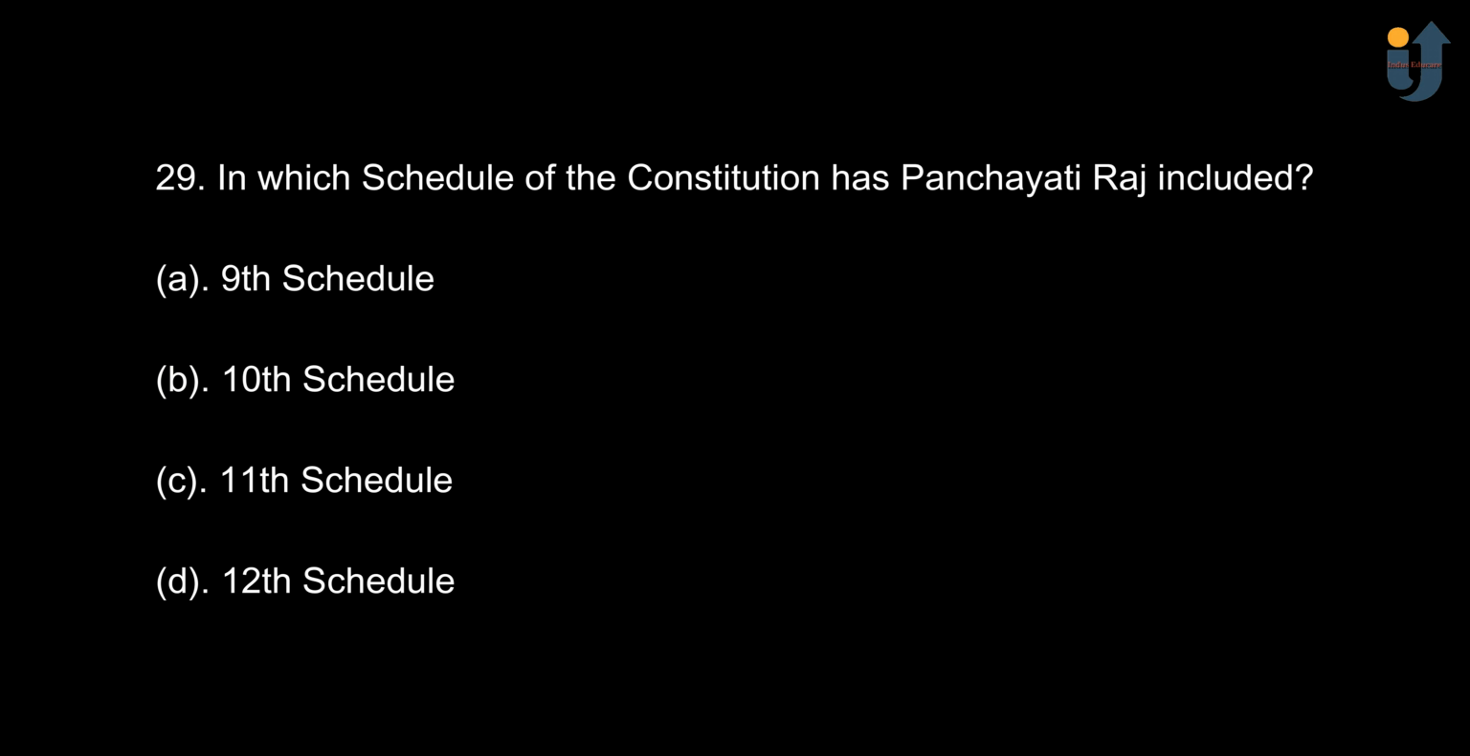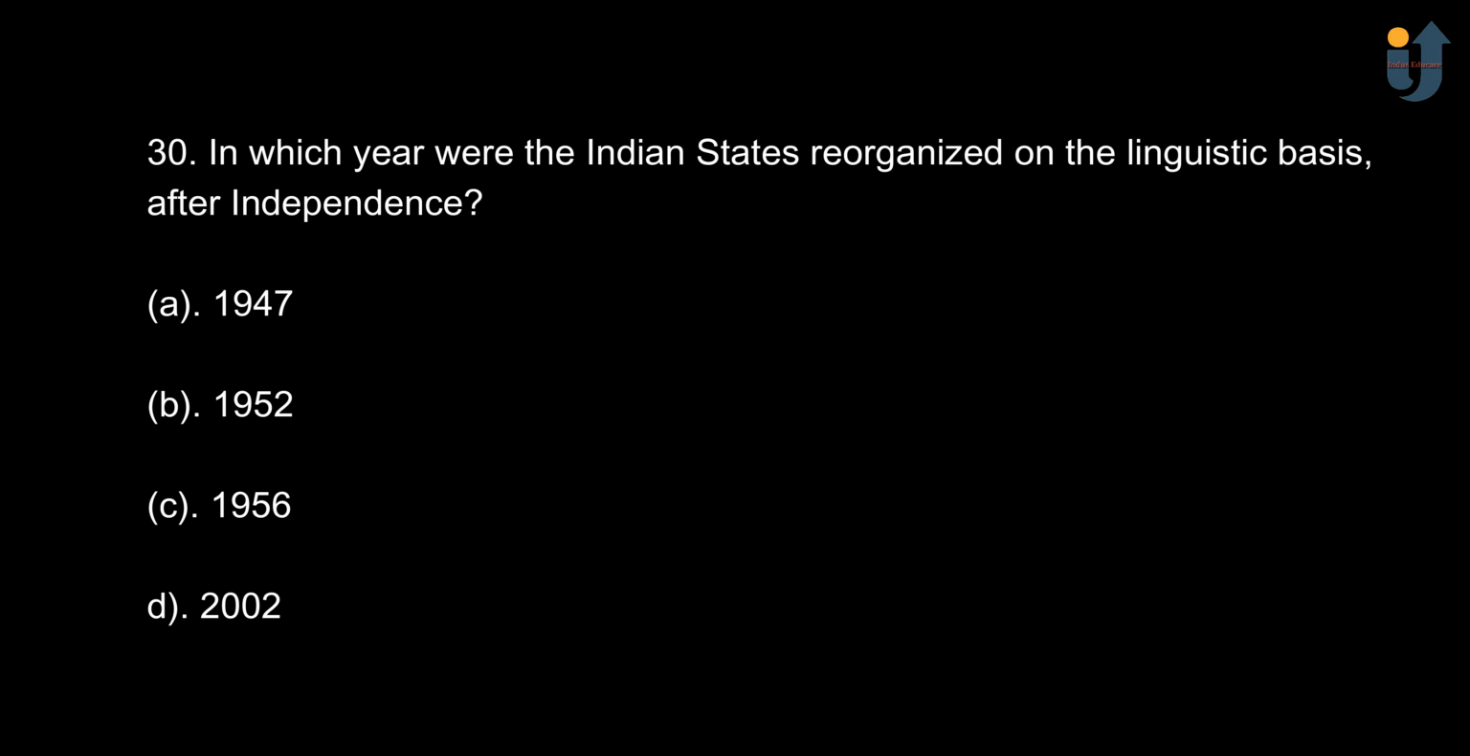Next, in which schedule of the Constitution has Panchayati Raj included? Option A, 9th schedule. Option B, 10th schedule. Option C, 11th schedule. And option D is 12th schedule. The correct option is option C, 11th schedule. Next, in which year were the Indian states organized on the linguistic basis after independence? Option A, 1947. Option B, 1952. Option C, 1956. And option D, 2002. The correct option is option C, 1956.